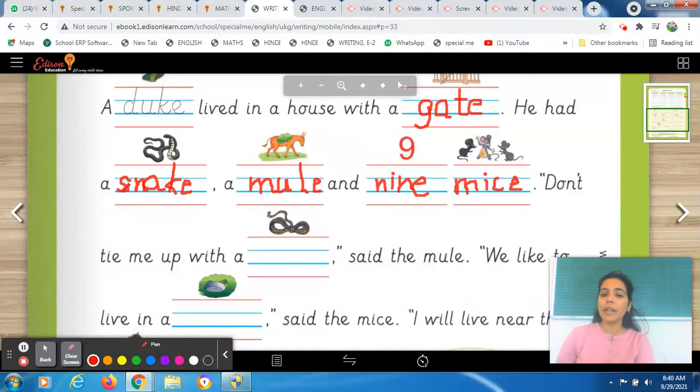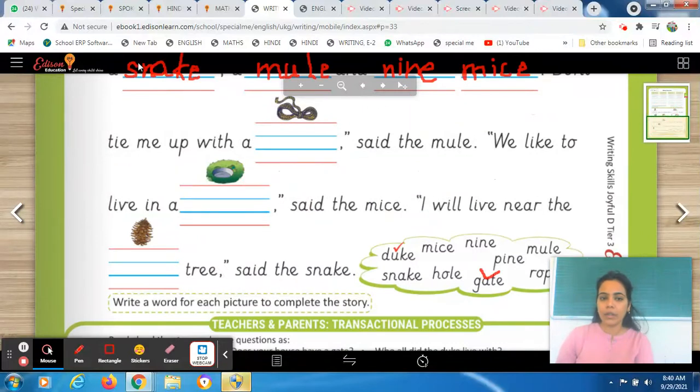Now, after completing all these words, we will cross check our words with the helping box. So let's see the spellings. These are the spellings of snake. Is it right? Yes.